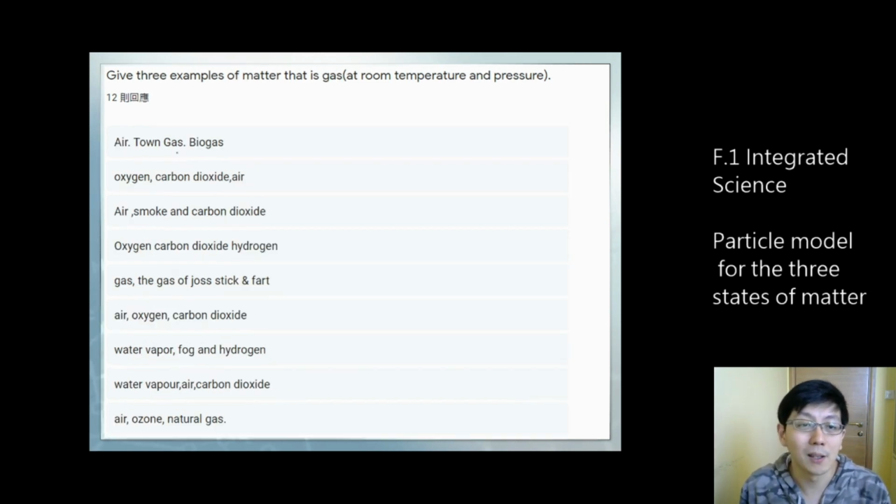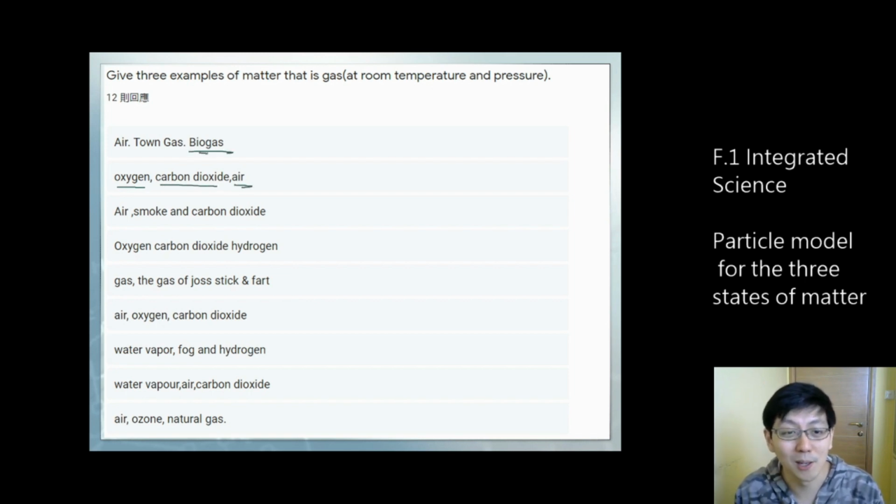For the gas, this one will be a little bit difficult for you, but I can see some good answers here. Oxygen, carbon dioxide, 氧氣、二氧化碳, air 空氣, even natural gas, wow, impressive. And some suggest ozone 臭氧.